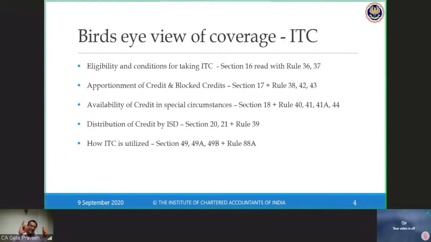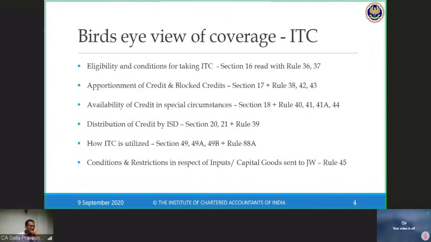So can I set off my IGST with CGST, SGST? Can I set off my CGST with IGST, SGST? And setting off SGST with CGST and IGST. So this is one mechanism, one particular flow which we are going to understand in this particular chapter called Rule 88A, covered under Section 49, 49A and 49B.